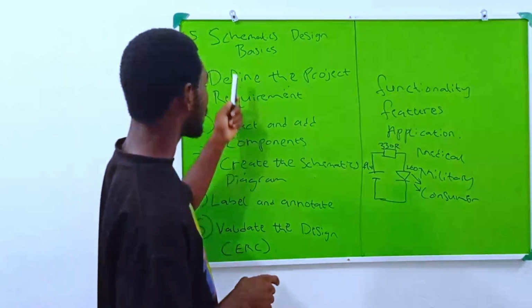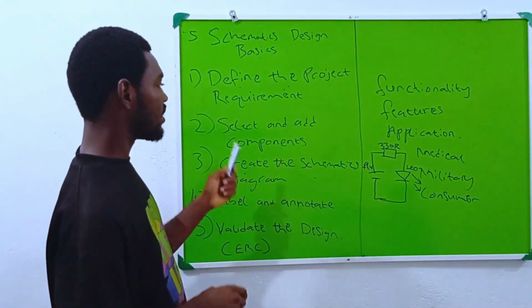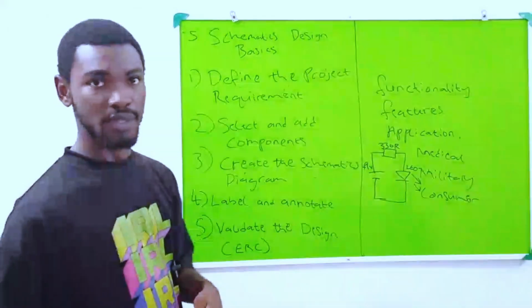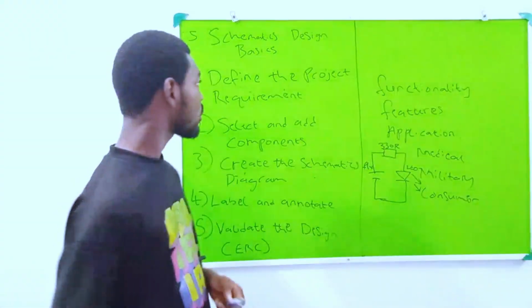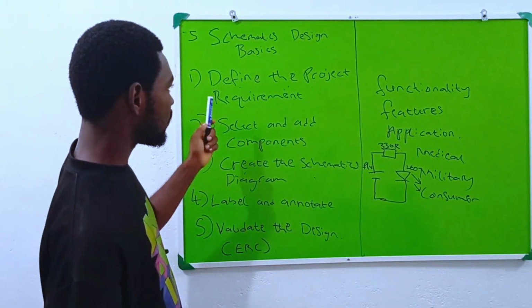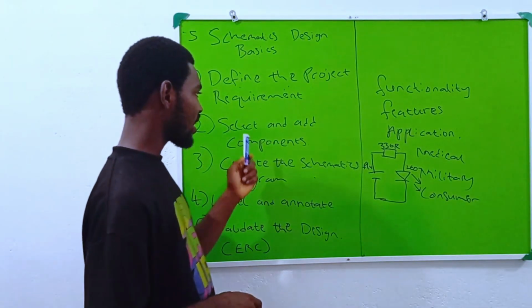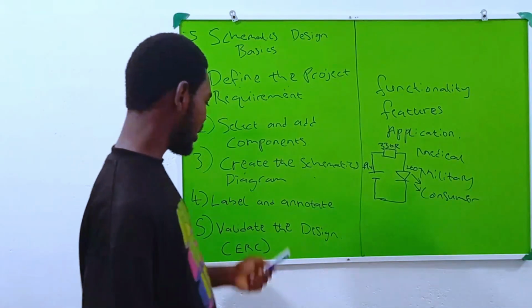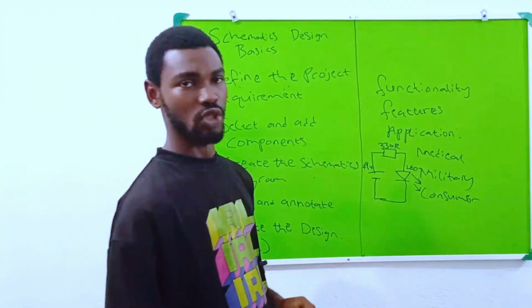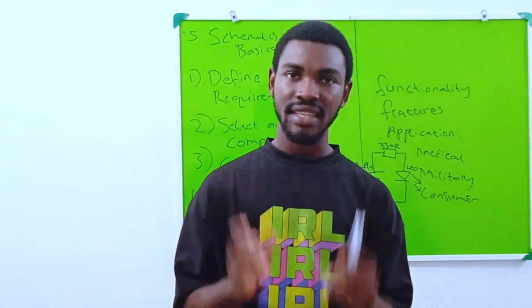So today we just looked at 5 schematic design basics we need to check and put in place during or before designing our circuit. So I've mentioned define your project requirements, select components, create the schematic diagram, label and annotate, then run your ERC check.